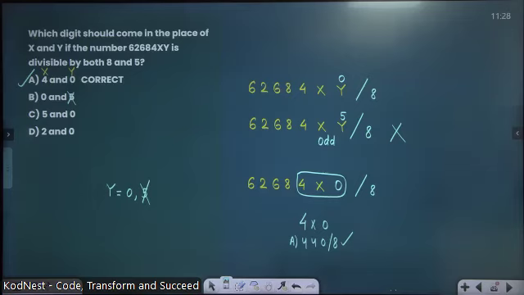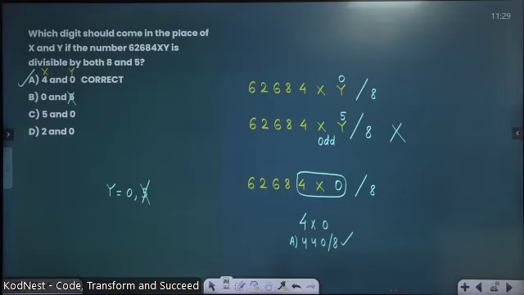An odd number can never be divisible by an even number. The opposite is possible. An even number can be divisible by an odd number. For example, 18 is divisible by 9. But the opposite is not possible. So y value 0 and y value 5 will give you a number divisible by 5. Then you will go for 8. When I go for 8, y equal to 5 is not possible, so y equal to 5 will be removed. So y equal to 0 confirmed.